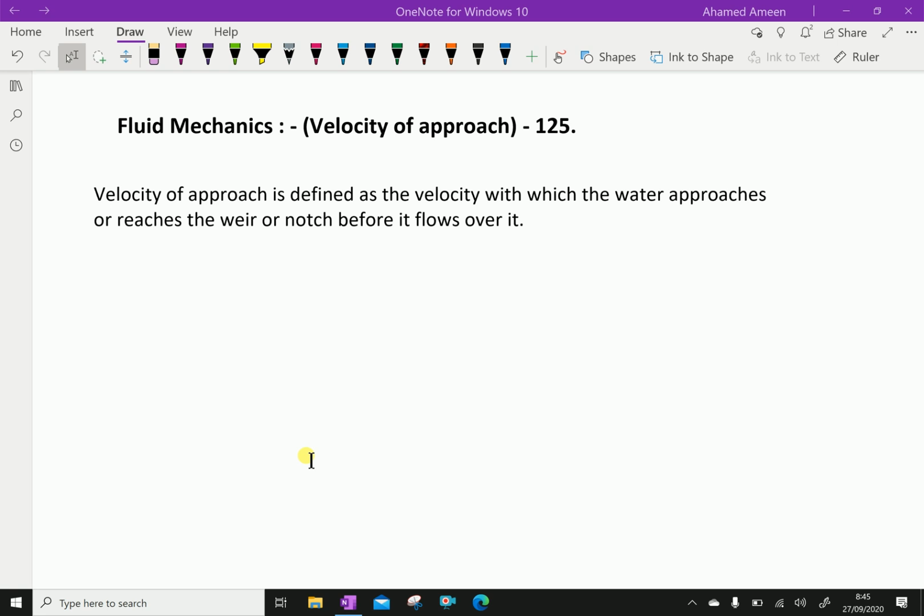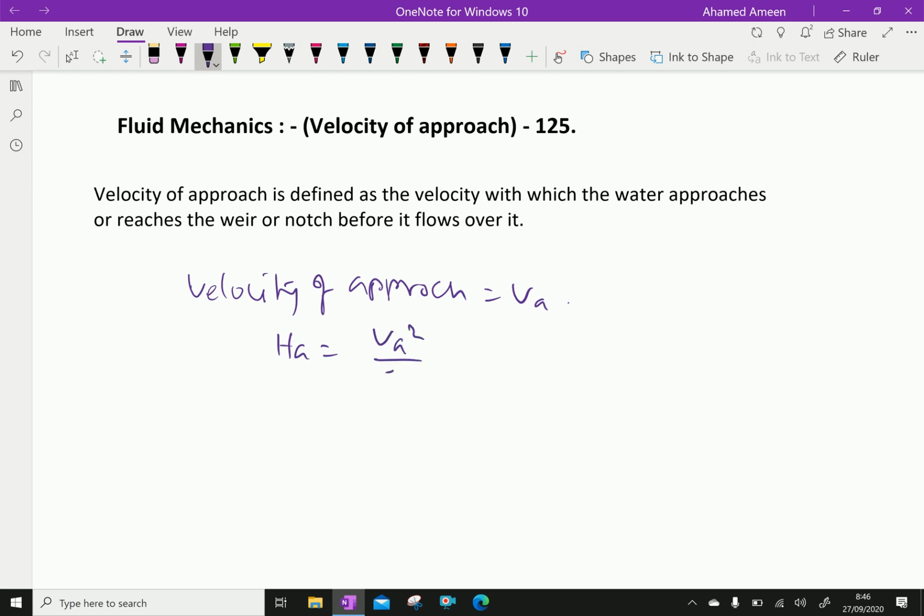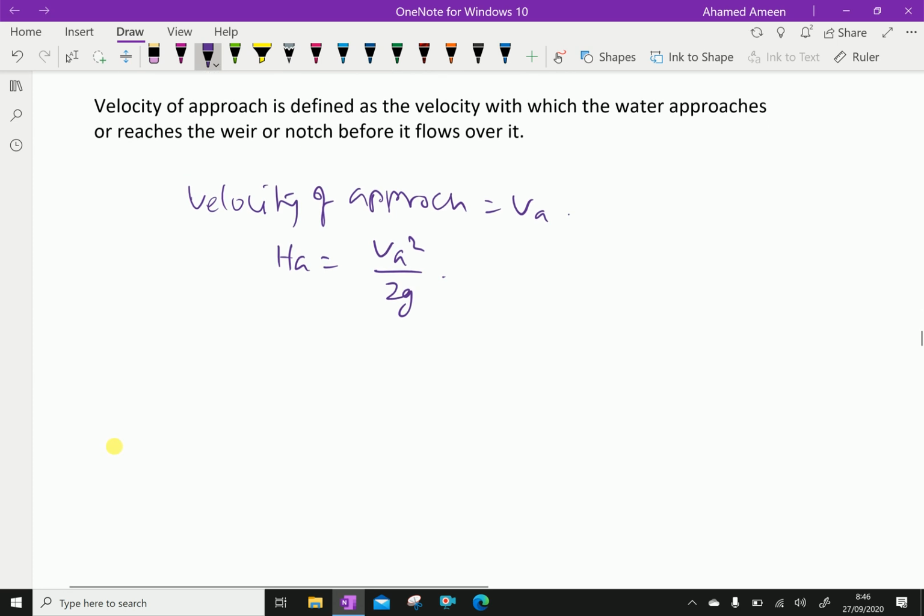Here, for the velocity of approach, there is an additional head HA that is equal to VA squared by 2G. Velocity of approach equals VA. Then VA we can write in terms of head, that is HA equal VA squared by 2G. We converted it into HA.